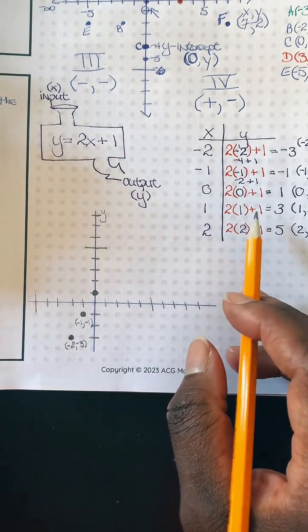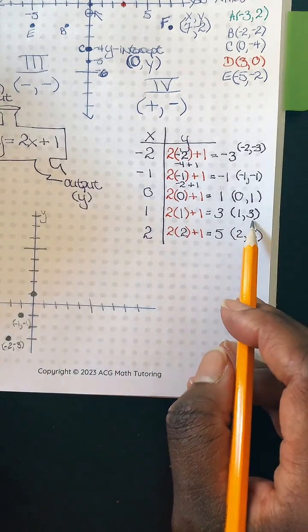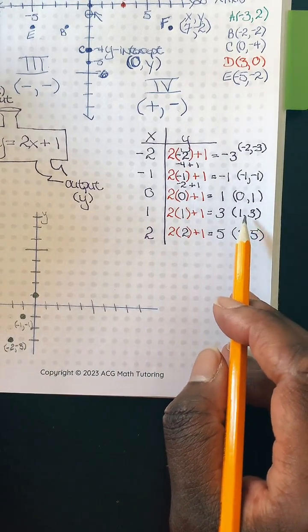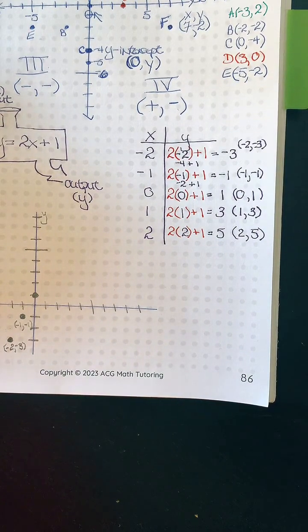So for the next point, the next point is 1, 3. What quadrant is 1, 3? Oh, thank you. Tap that screen.